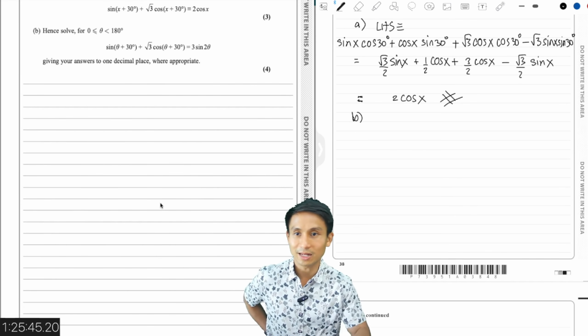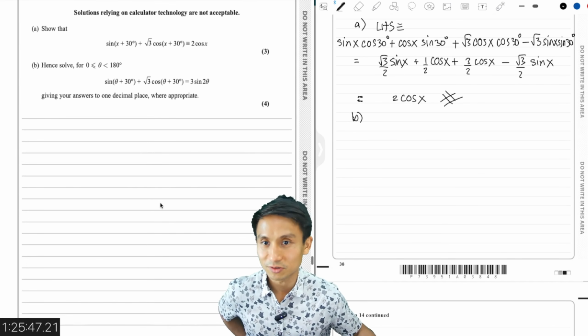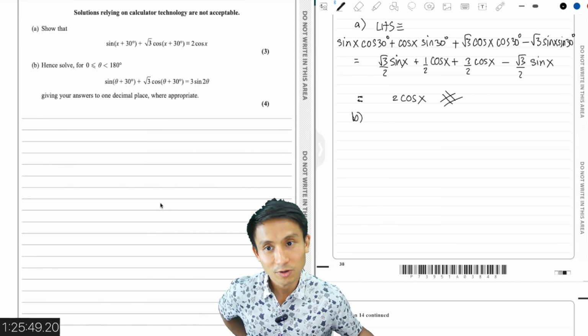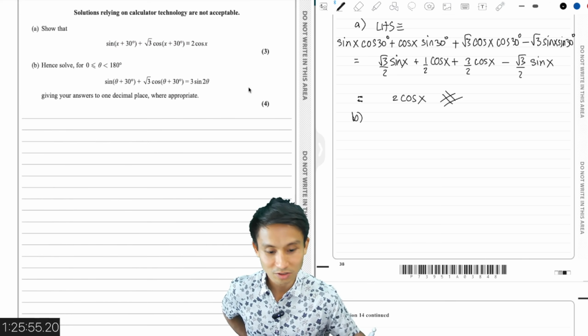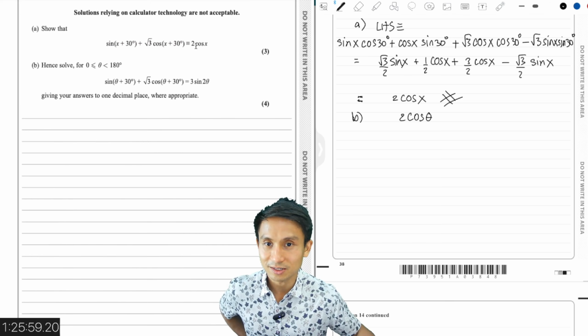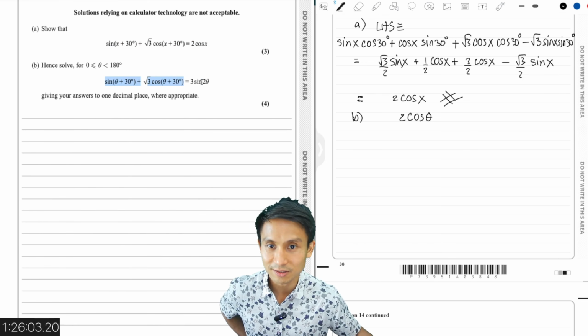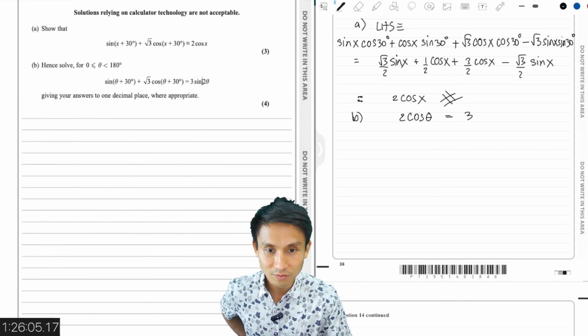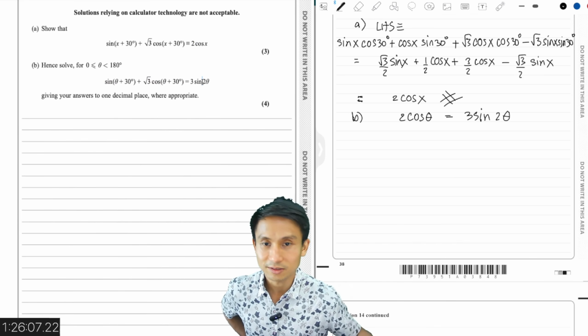B. Hence solve for that. Okay, so hence, right, we need to use the answer to the previous part. Well, seems like the left-hand side is exactly the same thing as this, but changing from x to theta. So we're just going to write 2 cos theta there, because it equals 2 cos x here. So this whole thing becomes 2 cos theta equals 3 sin 2 theta. All right.